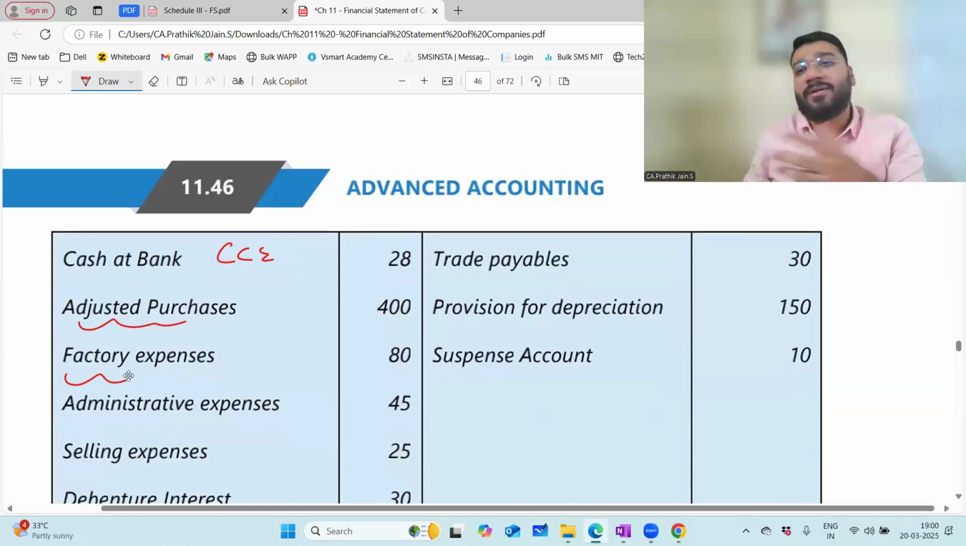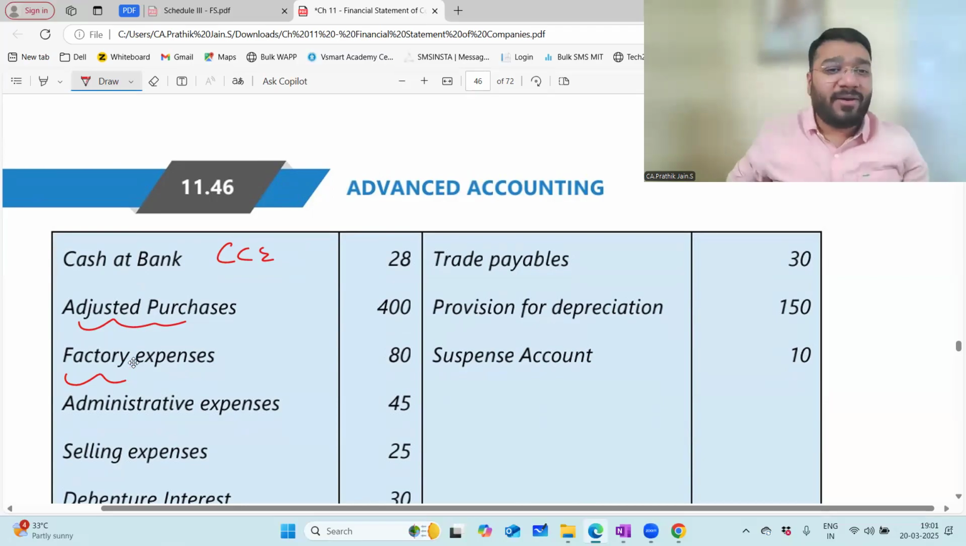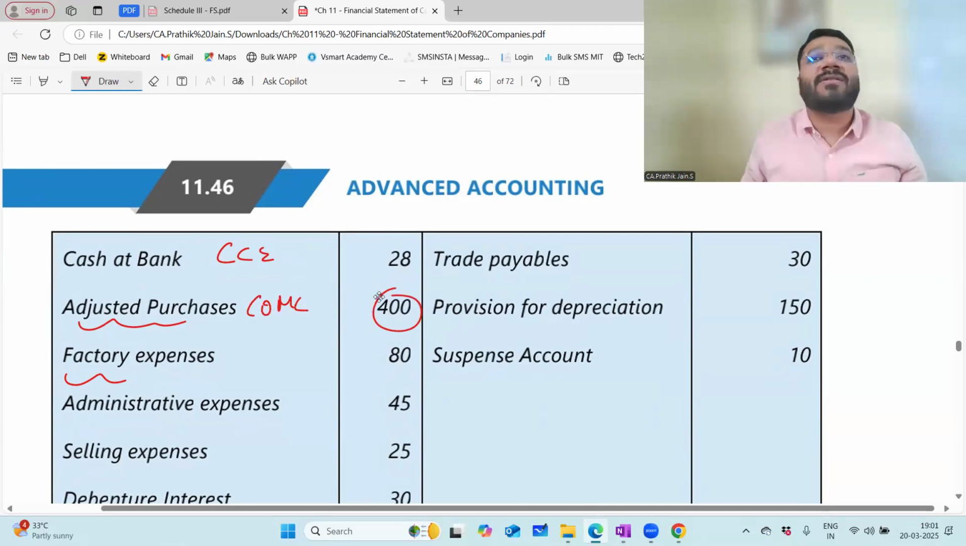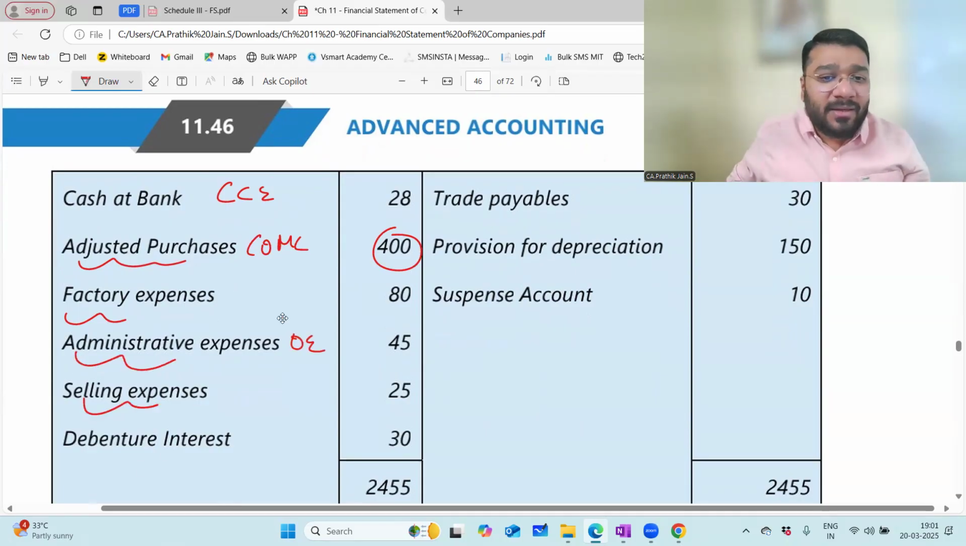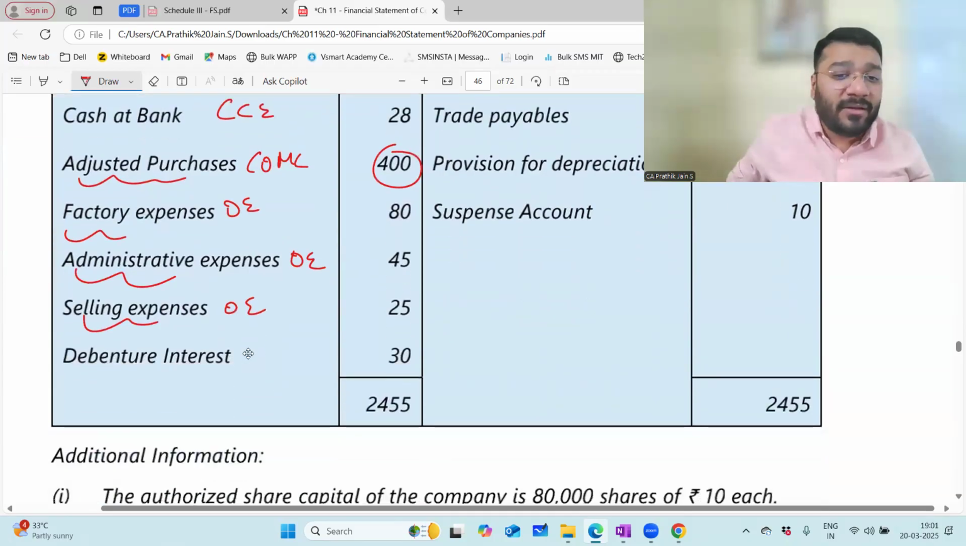Next slide. Factory expenses, raw material. Factory means what? Raw material. So this is cost of material consumed. Copy paste as it is. This question looks like the second question. Except call scenario everything is the same. Admin expense, selling expense, other expenses. Debenture interest, finance cost.